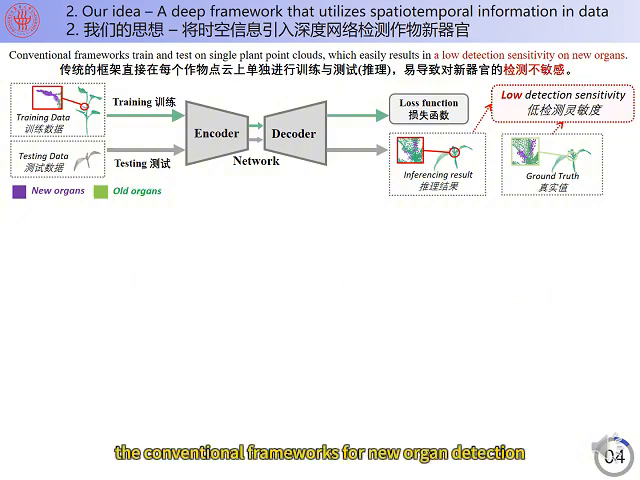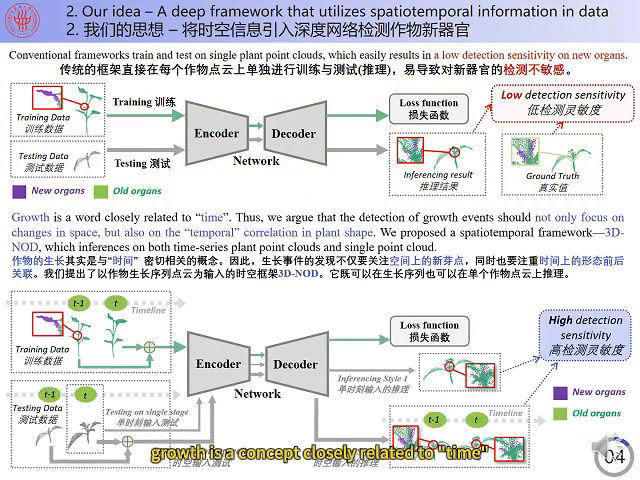The conventional frameworks for new organ detection train and test on single point clouds, which easily results in a low detection sensitivity on new organs. But we think growth is a concept closely related to time. Thus, this research argues that the detection of growth events should not only focus on changes in space, but also on the temporal correlation in plant shape. We propose a spatial-temporal framework, 3D-NOD, that inferences on both time series plant point clouds and a single point cloud.